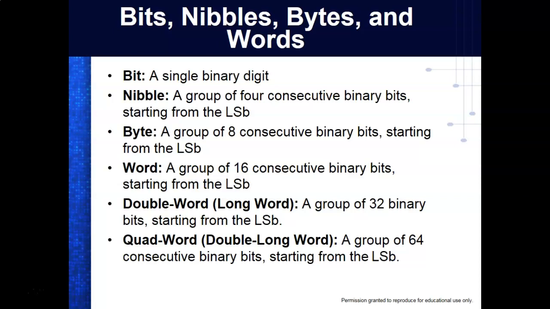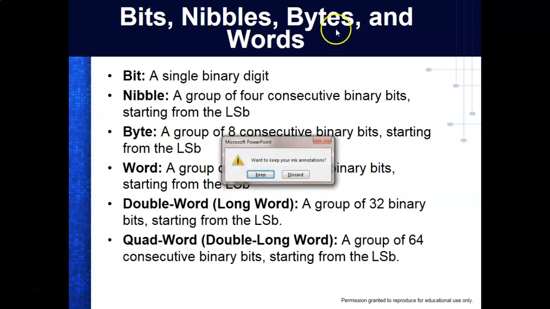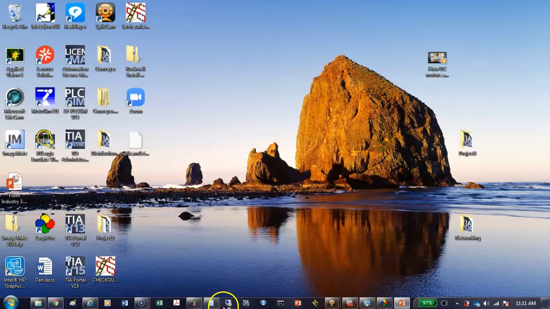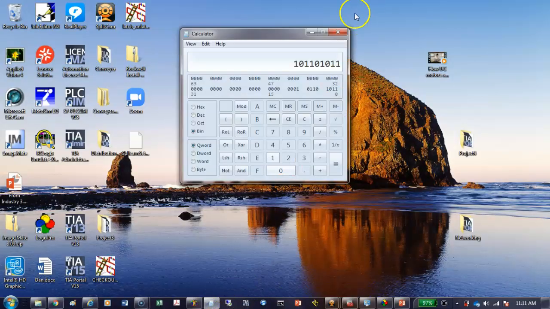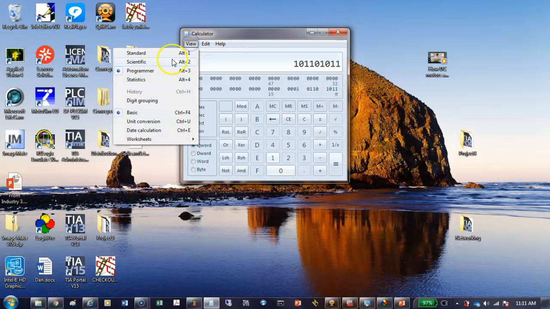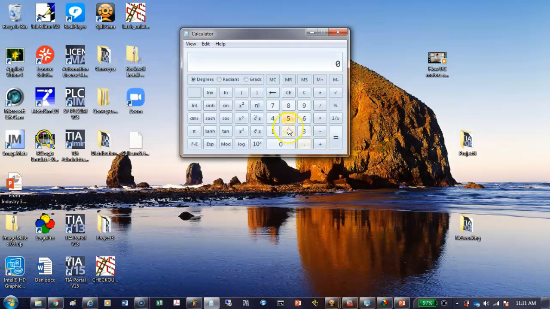And this is usually where PLCs give up right here, because a 64-bit number would have 2 to the 64th combinations, unsigned. So 2 raised to the 64th would be that number right there.